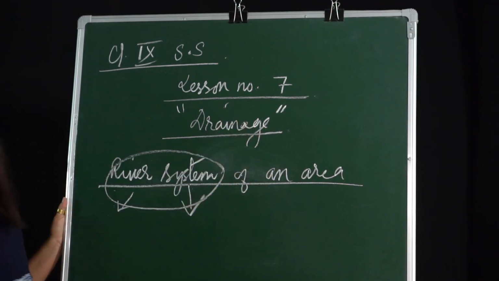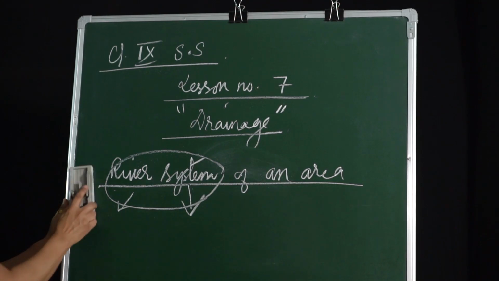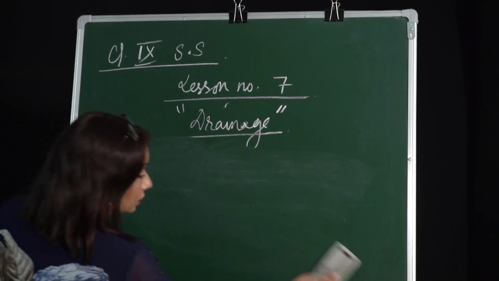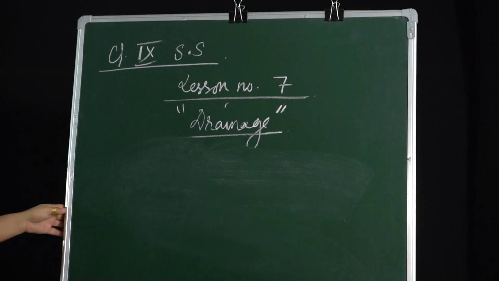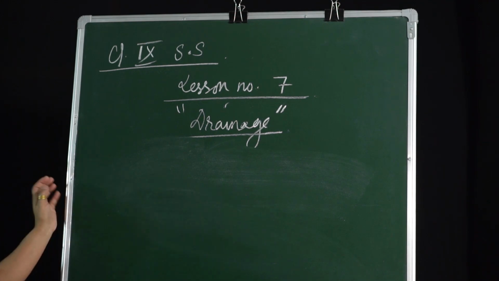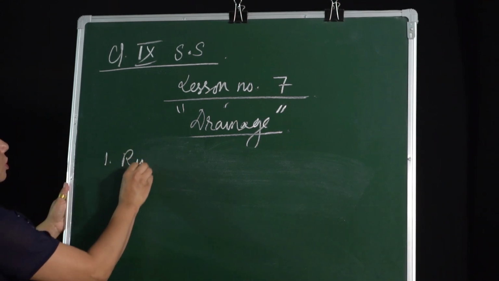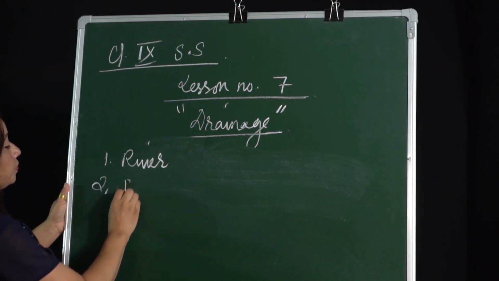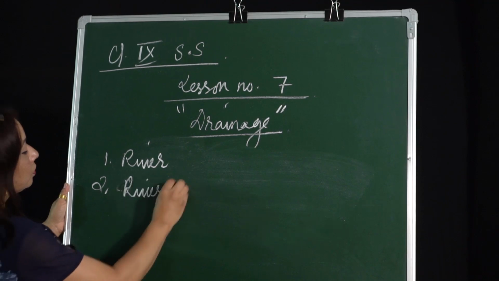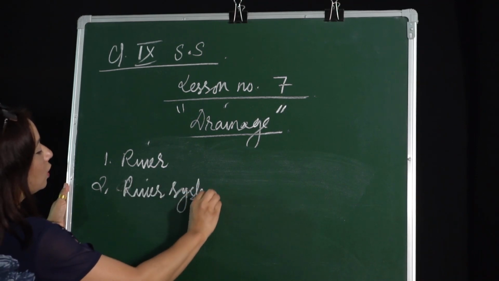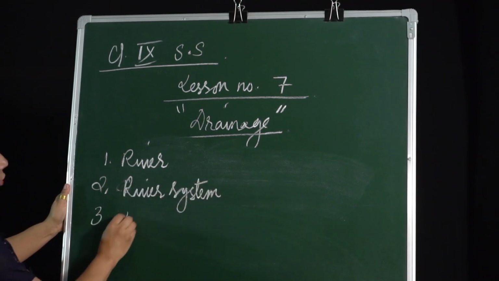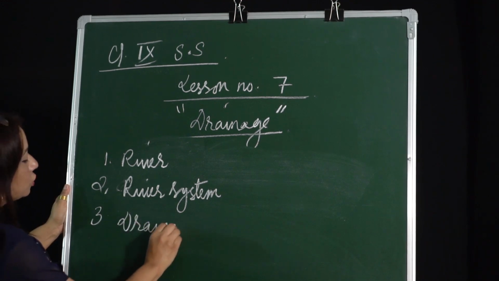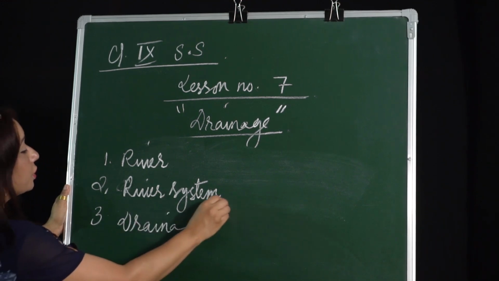So drainage of an area, because in this chapter you need to be clear with these terms. Unless you are clear with these terms, as we go on with the lessons, you will get confused in these particular lessons. So first is river, you need to remember. Then system, river system. Then we come to drainage. Drainage, I just told you, refers to river system.